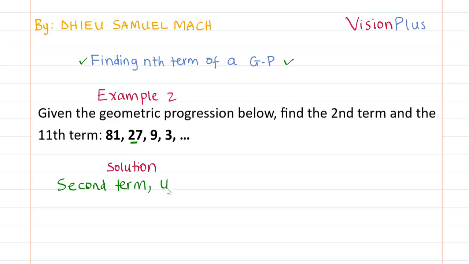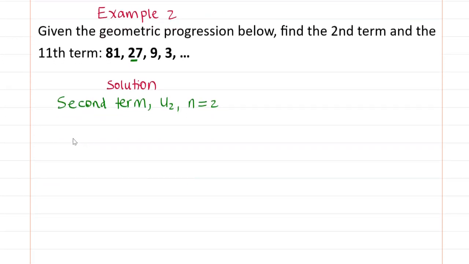So the second term U2, where n is the position 2. Let's see if the formula can give us the same answer, 27. The formula for getting the nth term is un equals a r power n minus 1. So n is the position, which is position 2. So our u2 now becomes the first term.